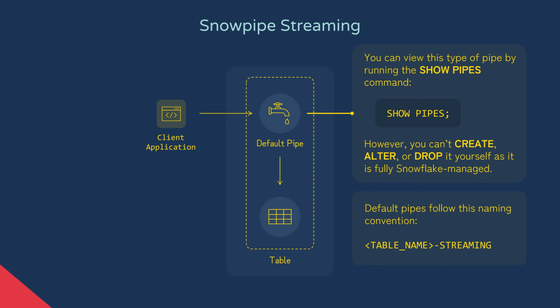The naming convention for the default pipe follows the pattern table name-streaming. This is important because this is how we specify the pipe when connecting via the client application, which we'll see in action shortly. The default pipe is the right choice for most straightforward ingestion scenarios and gets you up and running quickly. The trade-off being that it doesn't support in-flight transformations or pre-clustering. So if you need either of those, you need to create a custom named pipe instead.